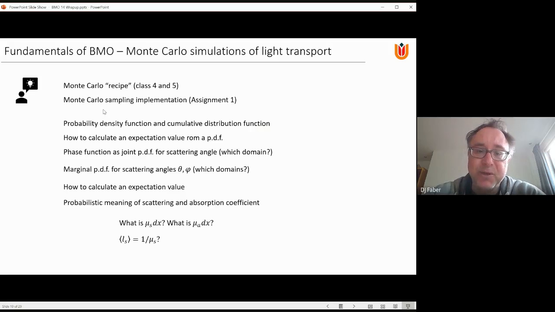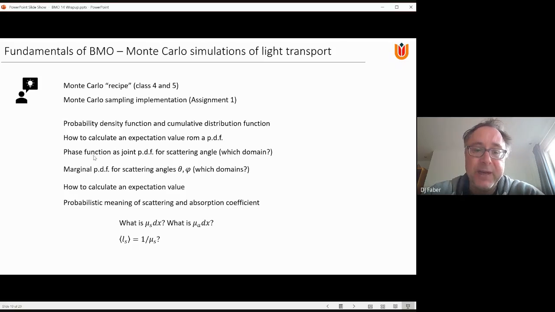Well, there was a lot of terminology that went into this Monte Carlo simulation. So there are a couple of things that I think are good to know if we get to discuss this. So what is a probability density function and what is a cumulative distribution function? If you now have a probability density function, do you know how to calculate the expectation value from that?